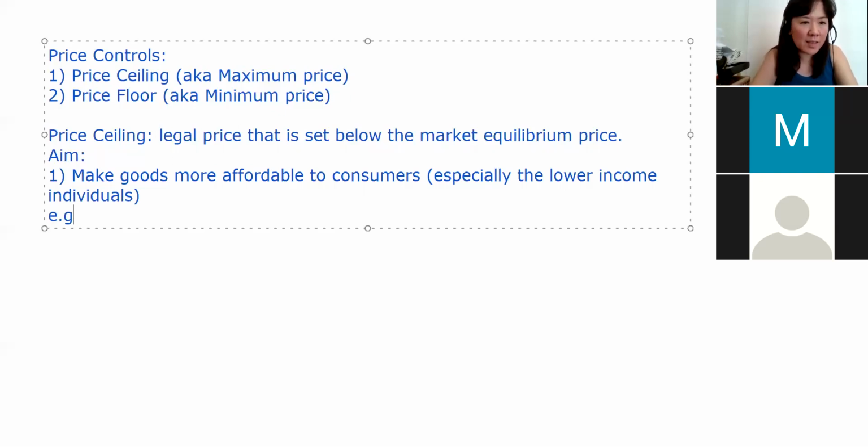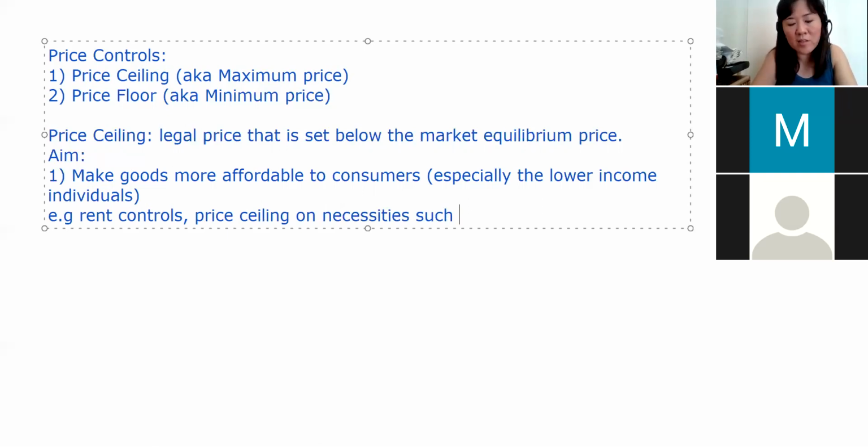There are some instances you can see in reality that involve a price ceiling. Sometimes it can be in the form of rent controls, or sometimes a price ceiling imposed on necessities such as rice, in developing countries especially.